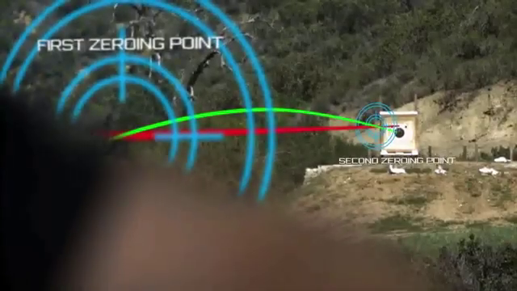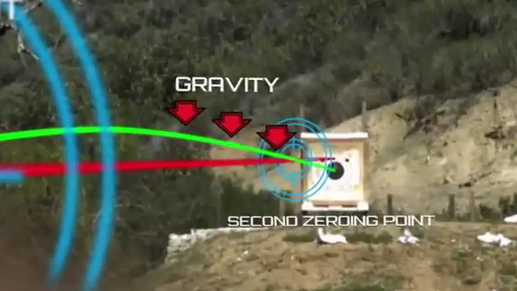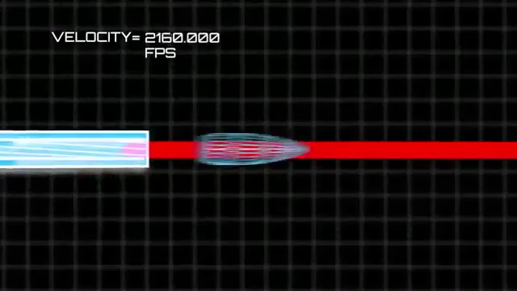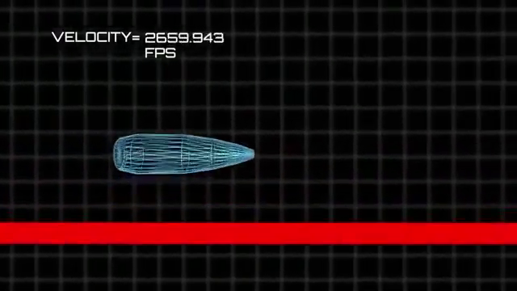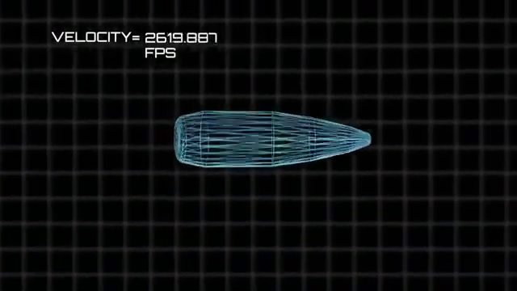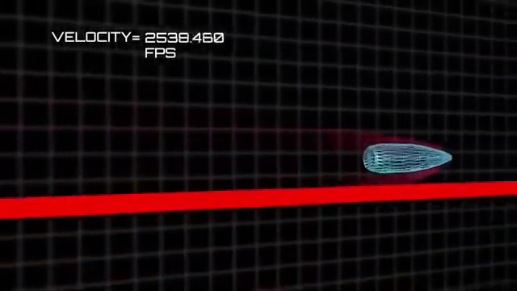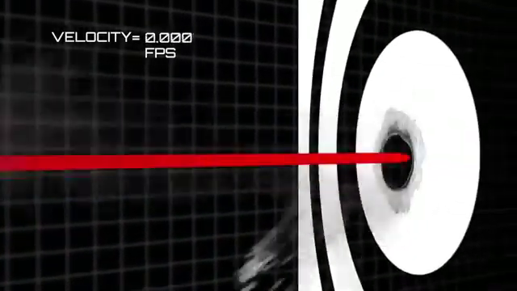After reaching the second zeroing point, gravity pulls the bullet from the line of sight. The rate at which a bullet drops over distance is caused by gravity and is a function of bullet speed. Given a specific distance, the higher the bullet speed, the less time it is subjected to the effect of gravity and the less it drops. However, bullet speed is not a constant and can start to decrease as soon as the bullet leaves the muzzle due to drag.